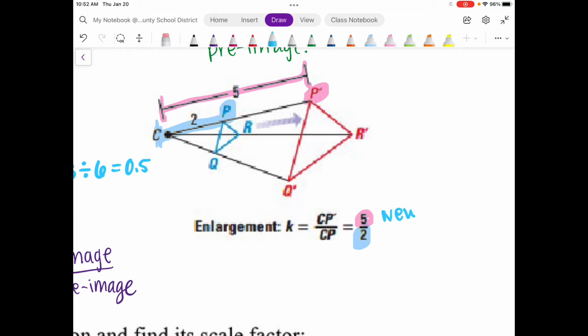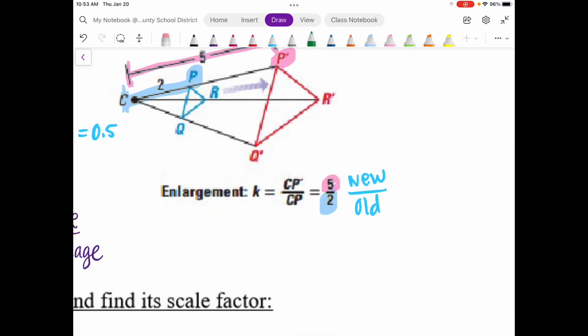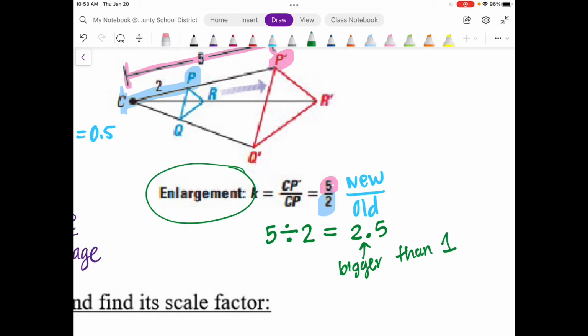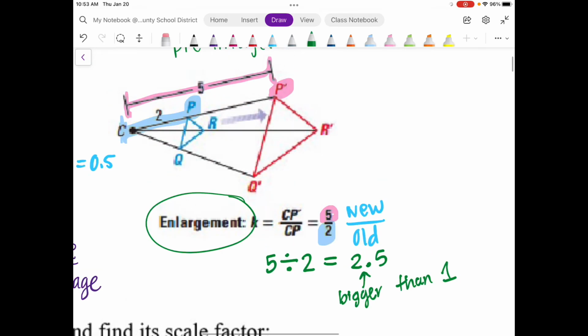So again, new over old, or image over pre-image. And if you're looking at this and you're like, I don't know if that's bigger than 1, again, just put it in the calculator. 5 divided by 2 gives me 2.5. So this is bigger than 1, right? That's why it's an enlargement. If you're looking at it, it makes sense that the little triangle became a bigger triangle, so it got bigger, it enlarged. So visually, that's how you can tell it's an enlargement. Mathematically, you're looking at the scale factor. How much more did it grow?